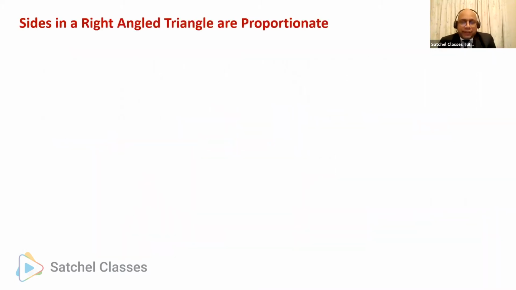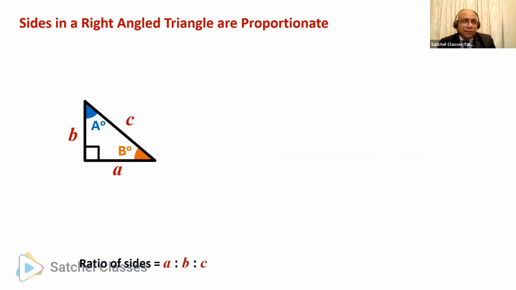So what is the premise on which trigonometry is based? The premise is simple. Sides in a right angle triangle, or in fact, sides in any triangle are proportional. For example, let's say we have a triangle with side lengths A, B, and C, with C being the hypotenuse, and two of the angles are A and B, as in A degrees and B degrees. The third angle, of course, is 90 degrees. What's the ratio of the sides of this particular triangle? The ratio of the sides is A is to B is to C.